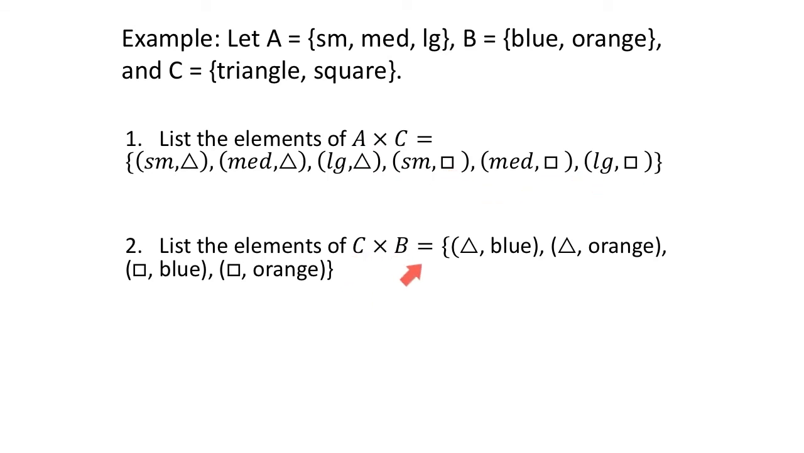The elements of C cross B, C is triangle and square, B is color. So triangle blue, triangle orange. Square blue, square orange. It doesn't matter, you could even do triangle blue, square blue, triangle orange, square orange. The order doesn't matter as long as you have the triangle or square first and the color second and they're each in ordered pairs. That's all you need for a cross product.